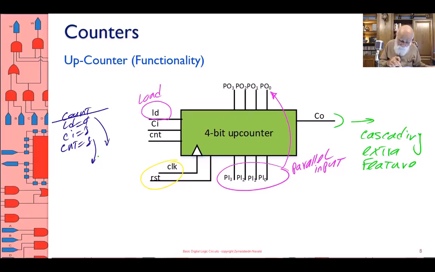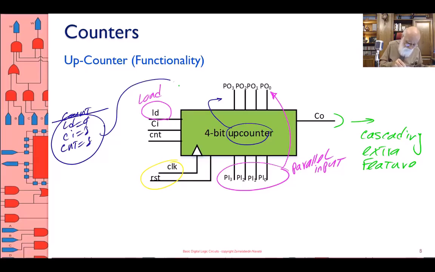So I have the parallel input that works with load, and then I have the, let's say, count or up count mode, which works with these 3 signals I am showing. And therefore, when I am in the up count mode, and these 3 signals are as they are, then I am doing up counting.